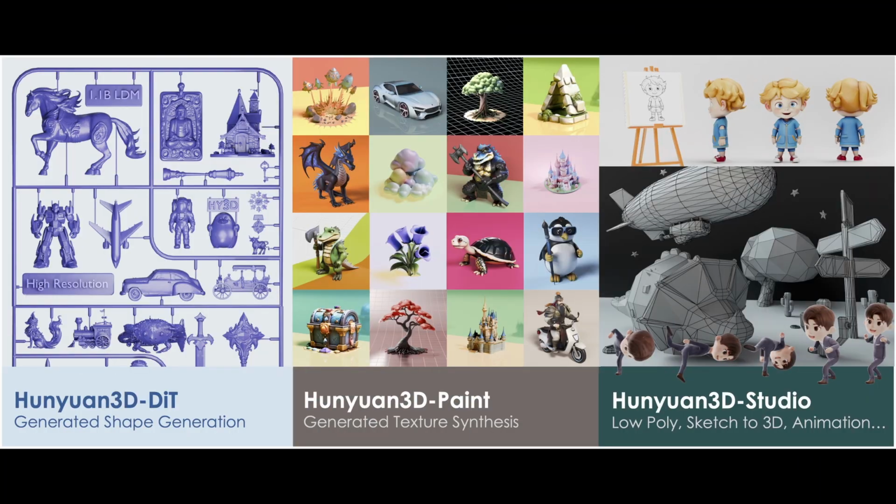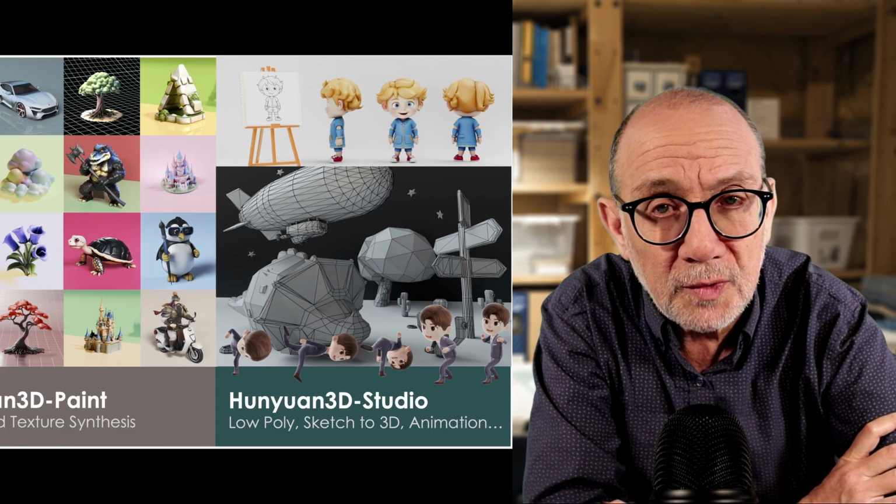This model is developed by Tencent's Hunyuan3D team and follows a two-stage generation pipeline. First, it generates the base shape using Hunyuan3D-DIT, and then it applies textures with Hunyuan3D Paint. The end result? High-resolution, textured models that you can use for animation, game development, or in my case, 3D printing.